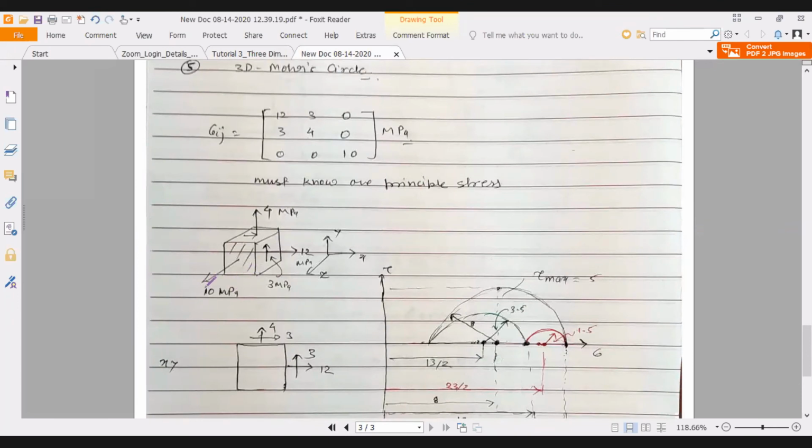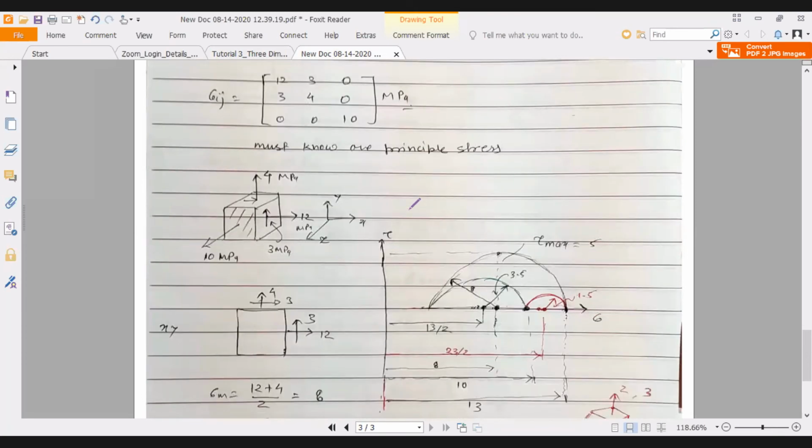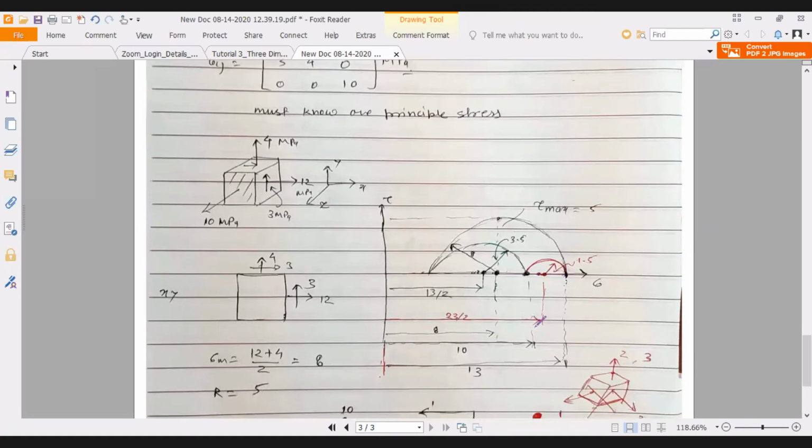Here you can see this is 10 MPa in the y direction, and this is the z direction. Sorry, I have written 12 and 4, and the shear stresses are 3 megapascal. In the sigma tau plane I can easily represent this 10 megapascal. It is somewhere here, and I have indicated it by a red dot.